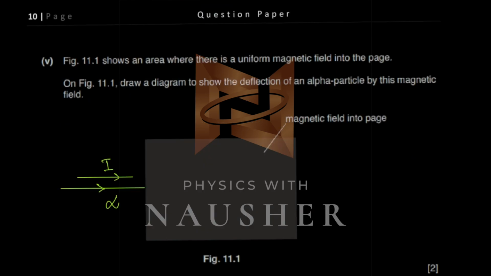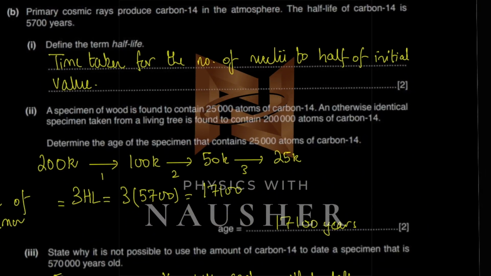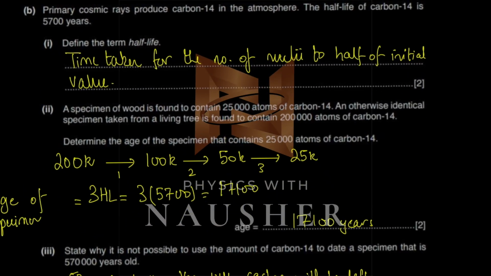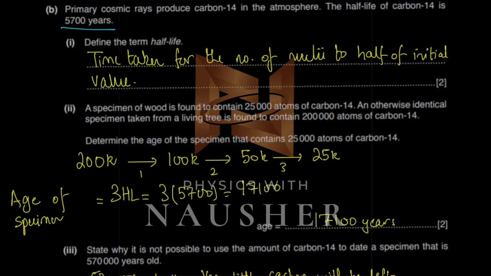Now I'll come on to question number 5, part 5 at the end, because I need to explain this in detail. Let's go to part B first. Primary cosmic rays cause carbon-14 in the atmosphere. Half-life is 5,700 years. What is meant by half-life? It is the time taken for the number of nuclei or the number of atoms to halve from the initial value. The time taken for the number of nuclei to halve from the initial value.